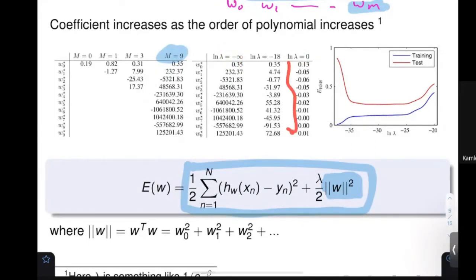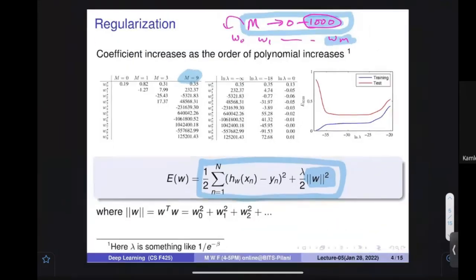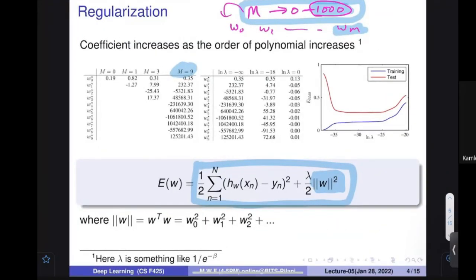What are the values of these W's? This particular table tries to show those things. For lambda equal to minus 18, these are the values of W's. When lambda is equal to minus 18, these are the values that we get for the W's, and then we can come up with the right kind of hypothesis function. Are you able to understand what I told you?